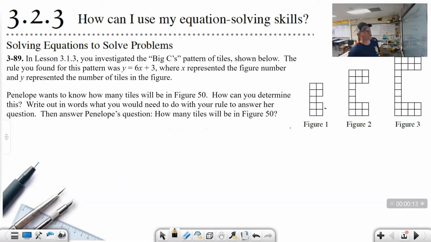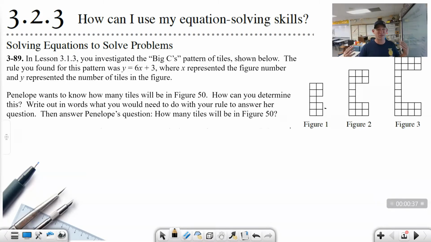Today we are going to be practicing solving equations. How can I use my equation solving skills? And please remember, as I teach mathematics, I am giving you tools for your toolbox. You have to know how to use these tools to solve all these problems, okay? If you are practicing these skills, you're going to be better off solving these equations.